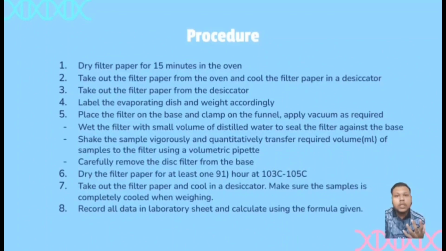Then shake the sample vigorously and quantitatively transfer the required volume of sample to the filter using a volumetric pipette. Carefully remove the filter from the base. Dry the filter paper for at least 1 hour at 100 to 105 Celsius. Then take out the filter paper and cool it in a desiccator. Make sure the sample is completely cool when weighing it. Last, we need to record all the data in the laboratory sheet and calculate with the formula given.